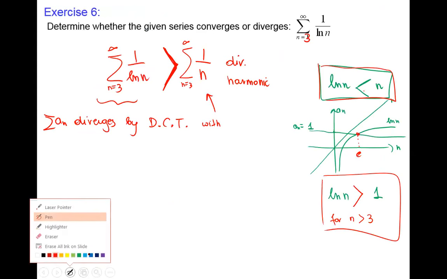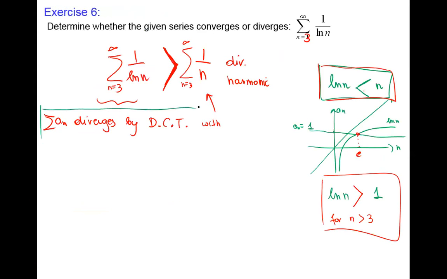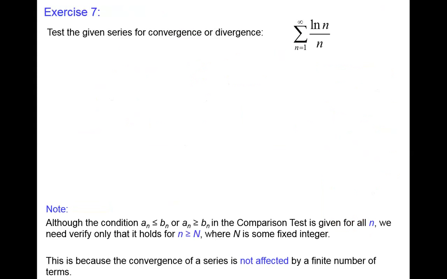Okay, let's box the final answer: divergent. Okay, exercise number 7. Oh yeah, as in the notes, we may start not exactly from 1; we can start from a different number, but that's fine. Check the convergence or divergence of this infinite series from 3 to infinity, ln of n over n.